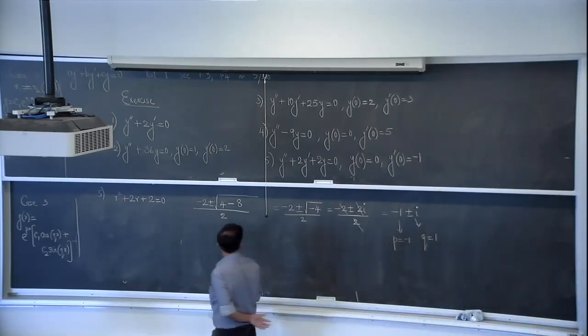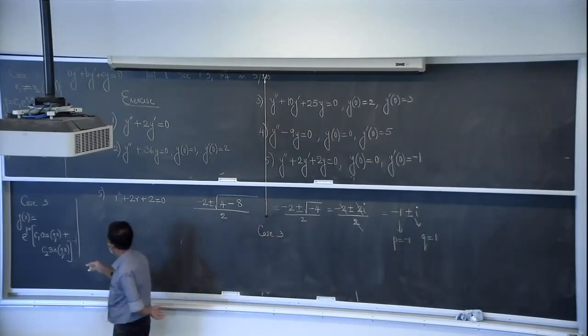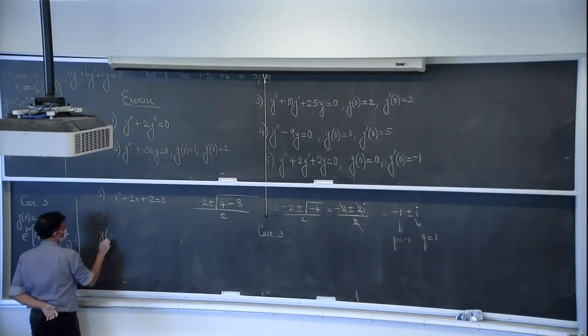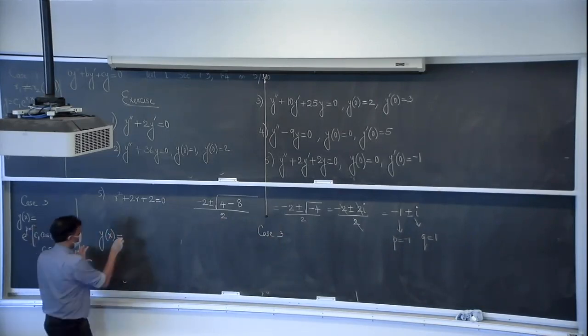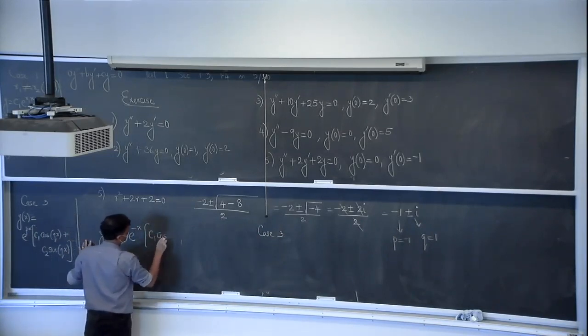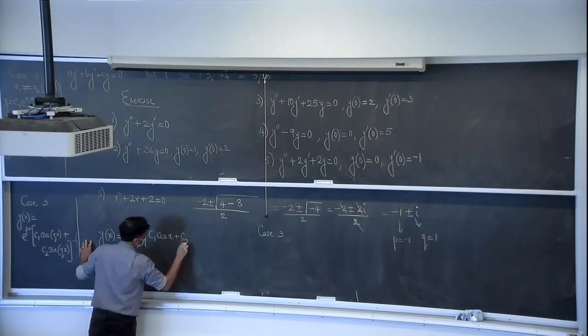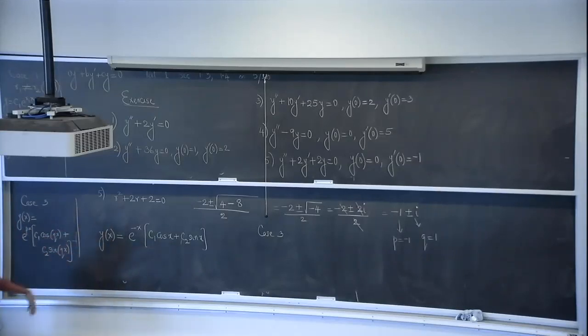Okay, so case 3, which is right here. The general solution is y of x equal to e to the power of negative x times c1 cosine of x plus c2 sine of x. q is 1, p is negative 1.